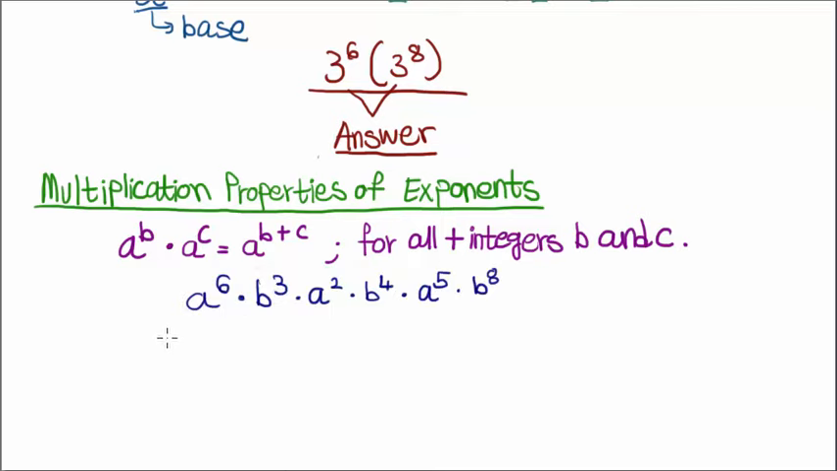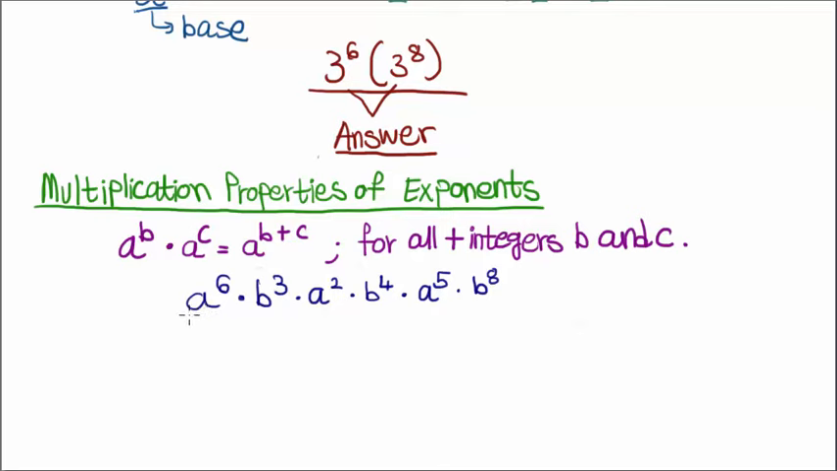In this example, I have a to the power of 6 times b to the power of 3 times a to the power of 2 times b to the power of 4 times a to the power of 5 times b to the power of 8. Now, if this seems really complicated to you, don't worry a lot about it because we'll just take it step by step. Now, in this example, we have not one base, but two different bases.